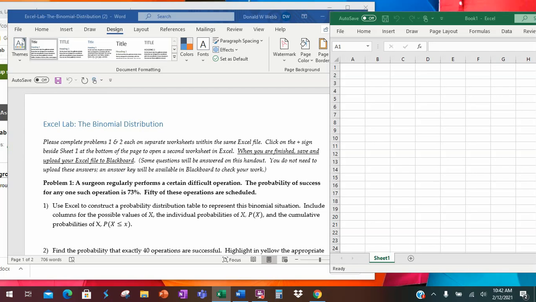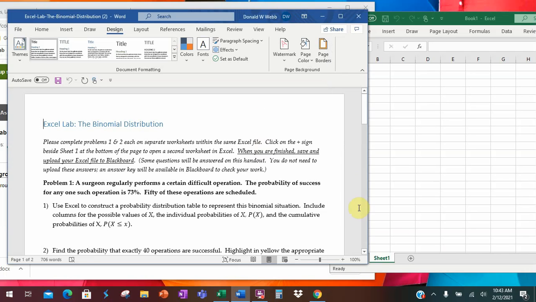Hello everyone. I wanted to go over the binomial distribution Excel lab with you. We'll go through how to build a binomial probability distribution and then use both the individual probabilities and cumulative probability distributions in Excel. Okay, so here's what they're asking us on here.